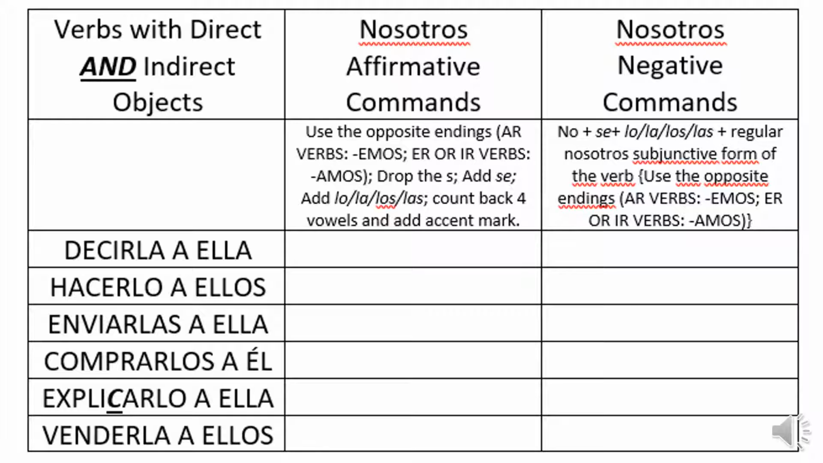But it's really going to look very similar because it's still going to be on the E or the A before the mos. So let's take a look at this first one. If I want to say, yeah, let's tell it to her, I'm going to say, digámosela. So, we added the AMOS, dropped the S, then added se, so the S comes back. It's there. But if we didn't drop it, then we'd have 2 S's in a row, and you can't do that in Spanish.